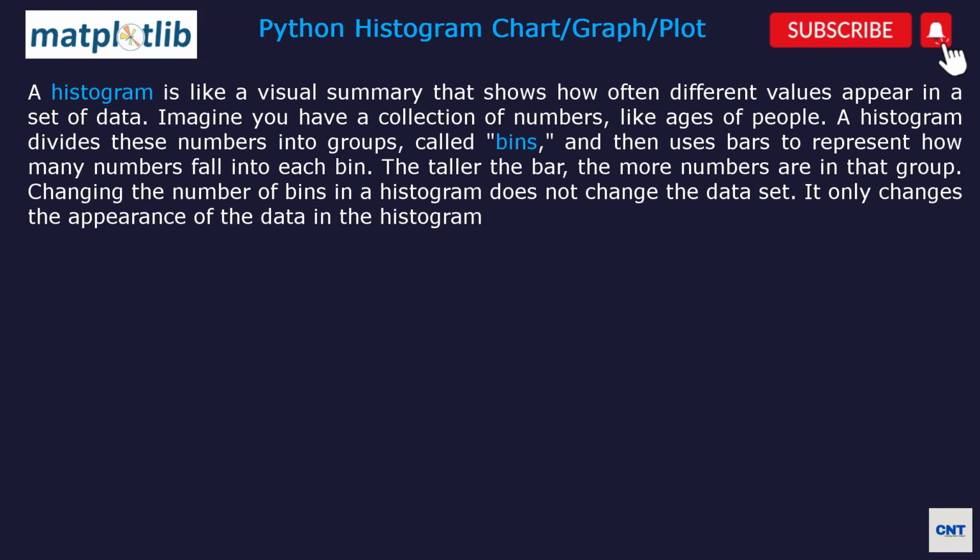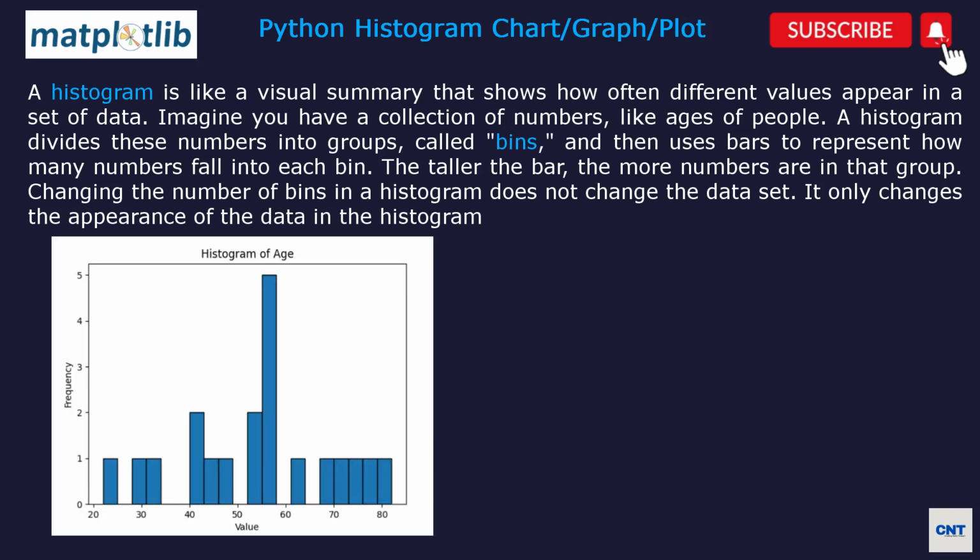What is a histogram? A histogram is like a visual summary that shows how often different values appear in a set of data. Imagine you have a collection of numbers, like ages of people. A histogram divides these numbers into groups called bins and then uses bars to represent how many numbers fall into each bin. The taller the bar, the more numbers are in that group.